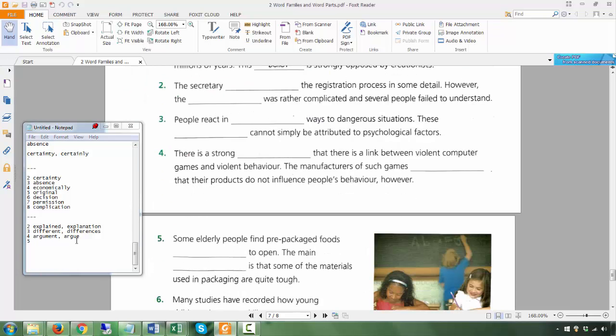5. Some elderly people find prepackaged foods. Find it difficult, adjective, to open the main. Then the main is the adjective. Here's your subject. So after the article you have to have a noun. The noun is here. This is the adjective and this is the noun. So the noun of difficult is difficulty.